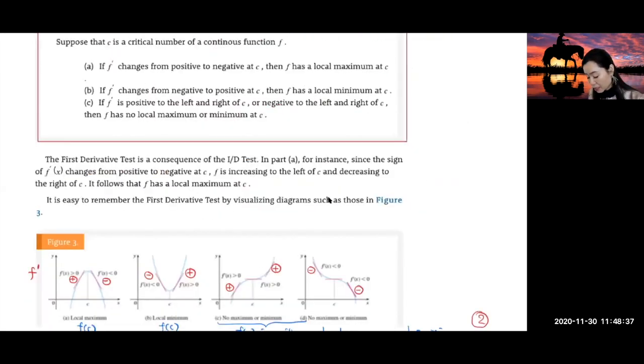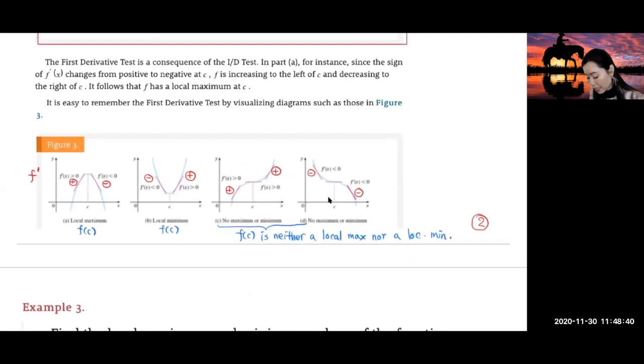And over here, if the first derivative is positive on the left and also positive on the right, then what happens? f of c over here is neither a local max nor a local min, right? The function value at this point is not a local max and not a local min, because you see it keeps on increasing here. Neither local max nor local min. Similarly, if the first derivative is negative on both sides, then f of c here is neither a local max nor a local min, because it keeps on decreasing like this.